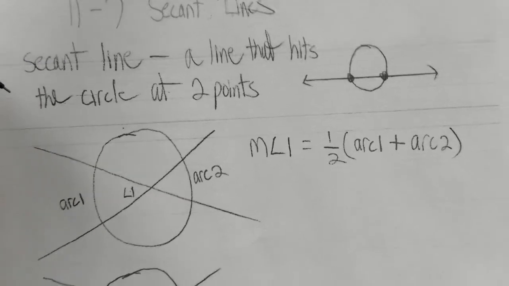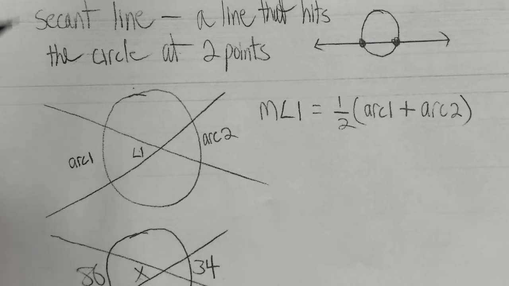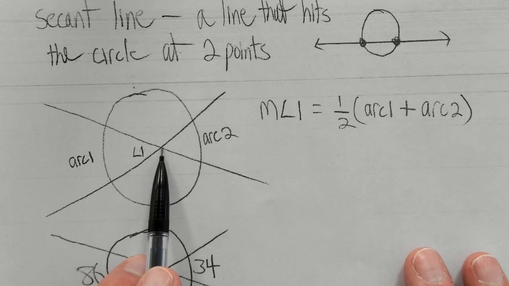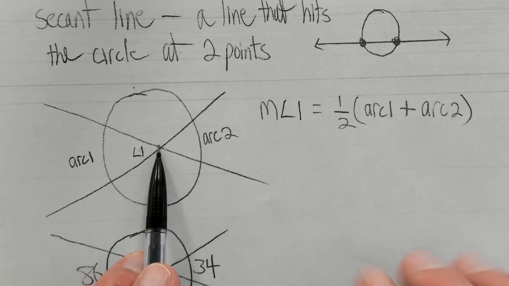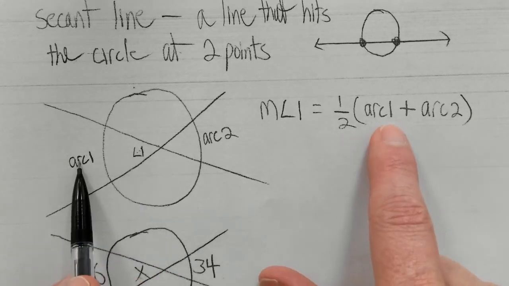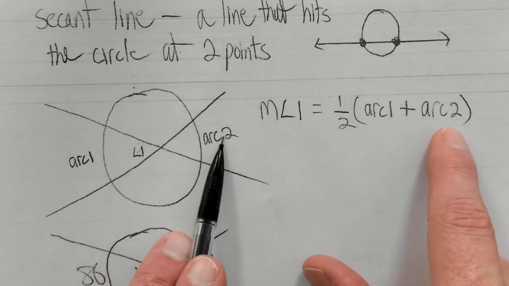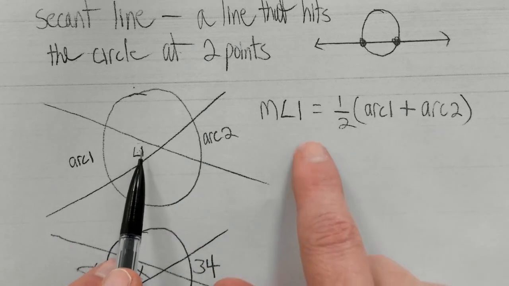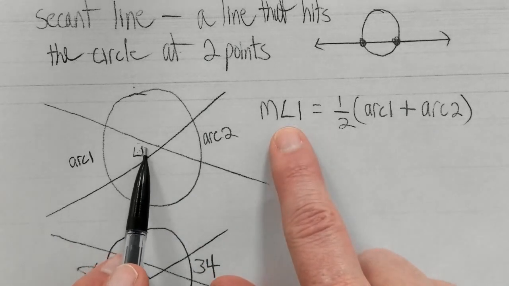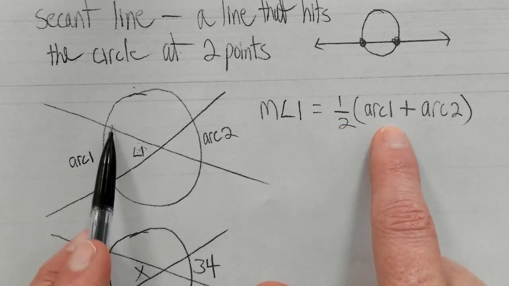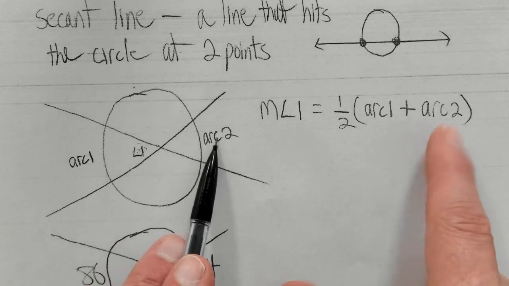Now there's a couple of theorems we're going to look at. Here's the first one. It says if two lines intersect inside the circle, then the angle formed is equal to 1/2 of the arc that it's facing, plus the arc that is on its opposite side. So if two lines intersect inside the circle, then the measure of this angle is equal to 1/2 of the arc that it's facing, this arc, plus the arc on the other side.